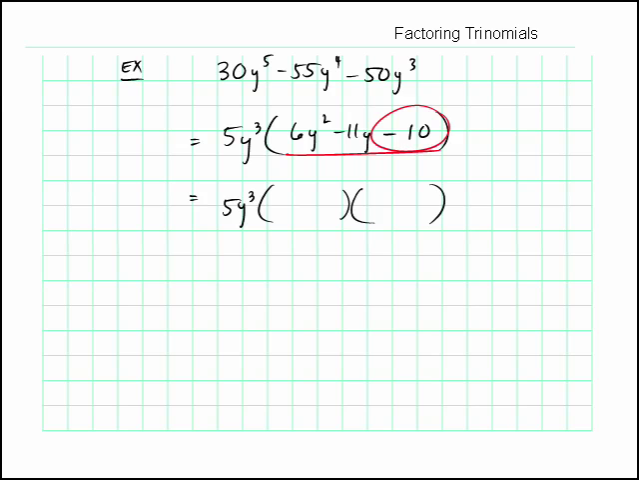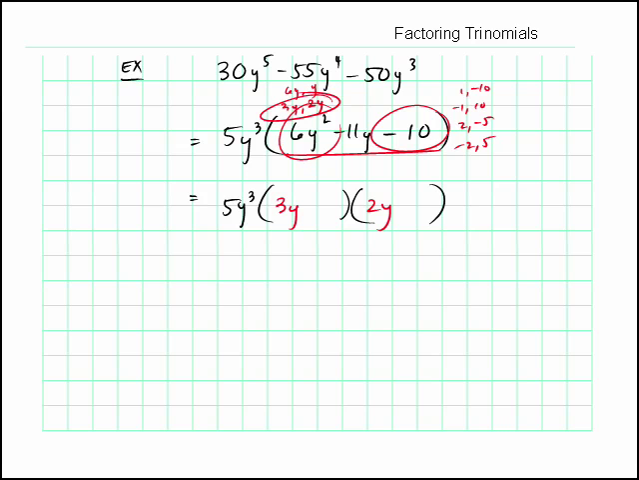Negative 10. It could be 1 times negative 10, negative 1 positive 10, 2 negative 5, negative 2 positive 5. Lots of options. 6y squared: 6y times 1y, 3y times 2y. Now I'm going to try, let's see, what are we going to try here? Let's try the 3y and the 2y.